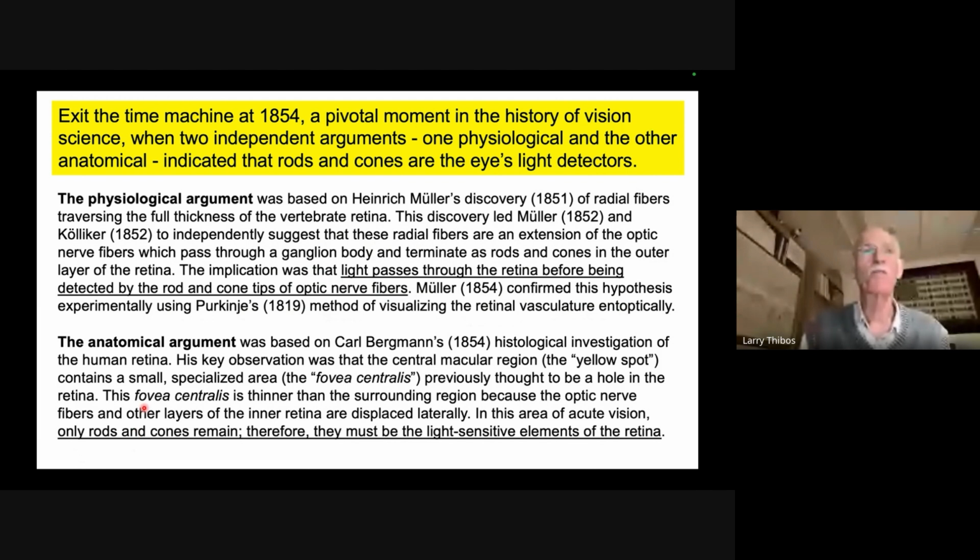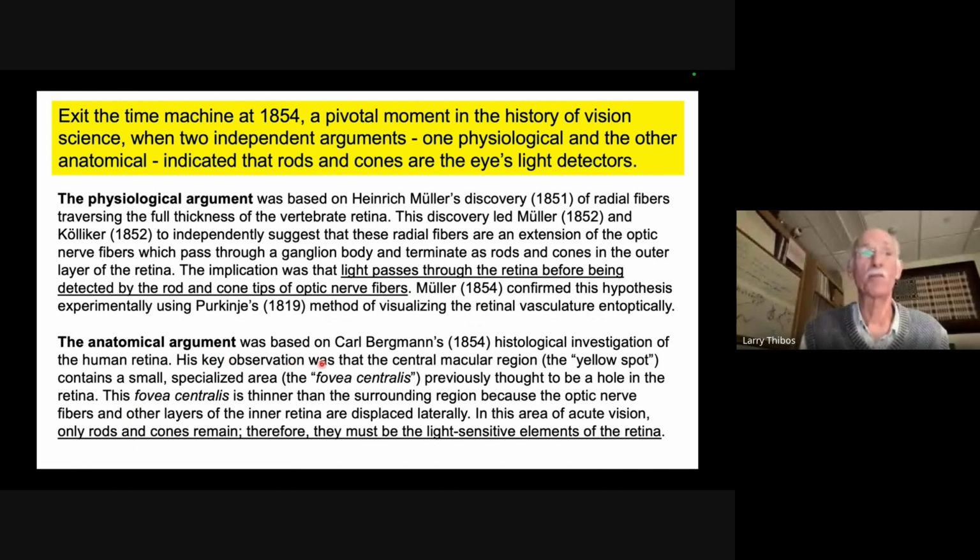The second argument was anatomical, and this was by Bergmann, same year, 1854. Now, Bergmann had access to a human retina. See, Müller had never studied a human retina. He had studied many different kinds of animal retinas, but he just didn't have access to a human. But Bergmann did. He had the eye of a prisoner, a criminal who had been executed, and he was able to get the eyes fresh, dissect them, and observe them under his microscope.